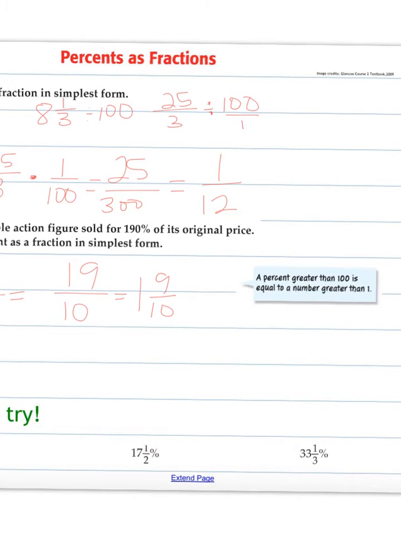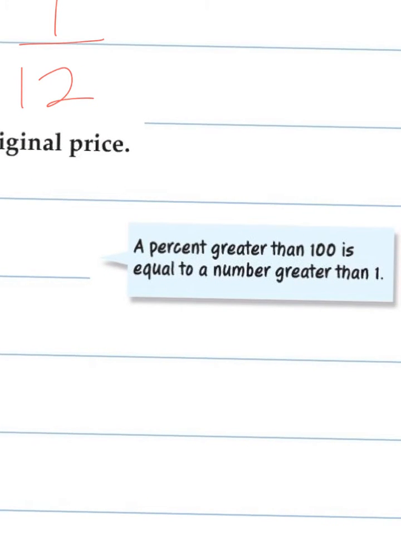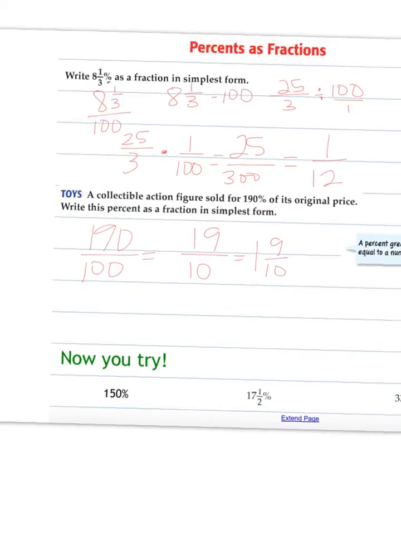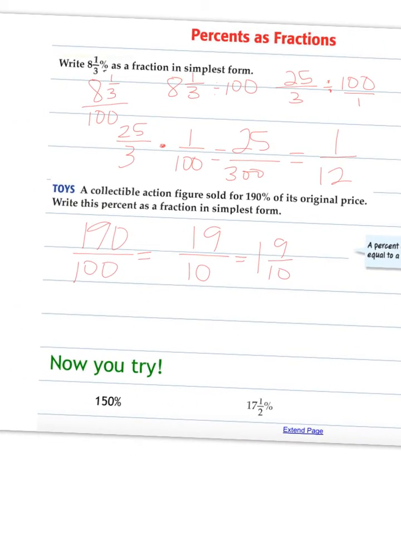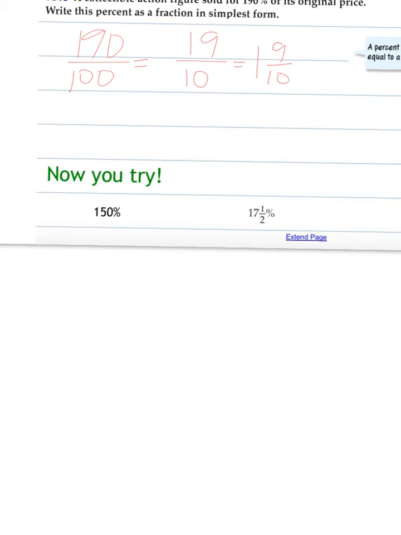Just a little quick note here. A percent greater than 100 is equal to a number greater than 1. So for this one, we had 190%, which is equal to 1 9/10. It's more than 100%, therefore it's more than one whole number. All right. A couple here for you to try on your own, and then come back and check.